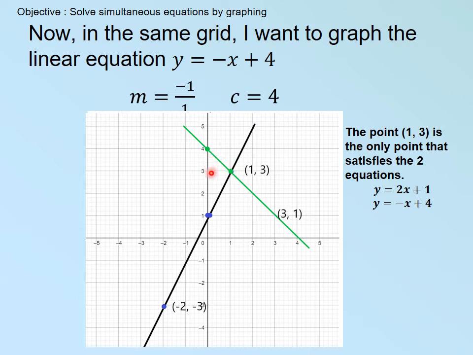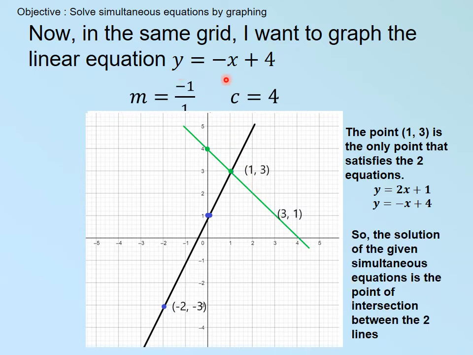The only point that satisfies the two equations at the same time, and I mean by the two equations the one that I graphed already before, which is the black line, and the new one, the green line, the only point that satisfies both of them is 1, 3. So the solution of the given simultaneous equations is the point of intersection between the two lines.